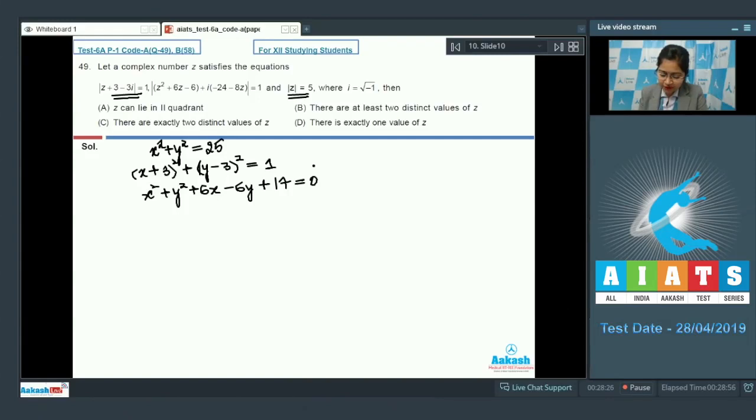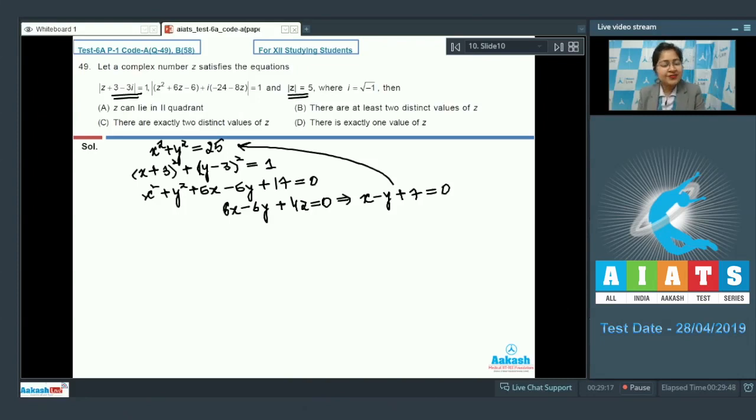Now we know that the value of x square plus y square is directly 25. So putting in 25, we will get 6x minus 6y plus 25 plus 17, that is plus 42, equal to 0. That is, we can say that x minus y plus 7 equal to 0. So let us put this here to get the value of x and y. We will get x equal to y minus 7.